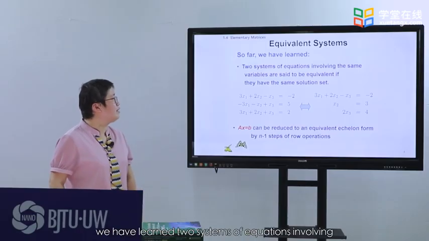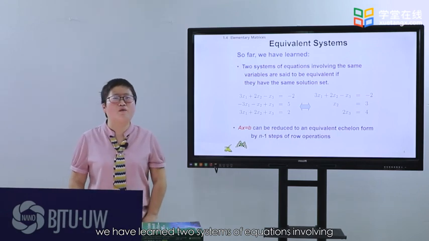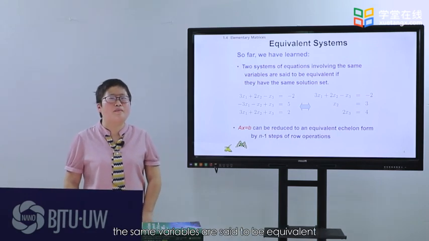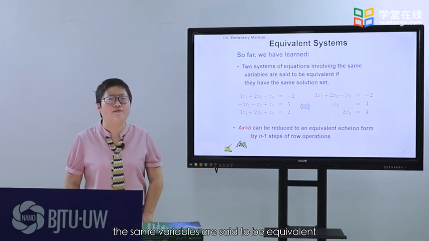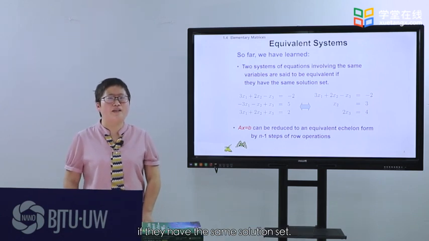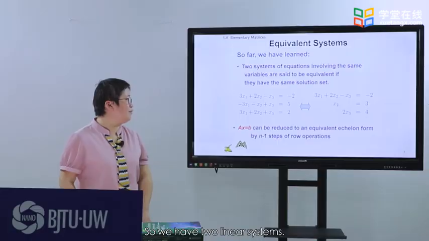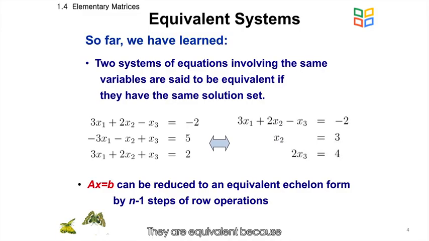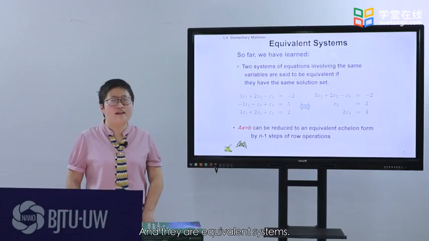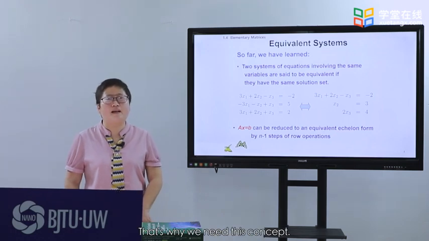So far, we have learned two systems of equations involving the same variables are said to be equivalent if they have the same solution set. So we have two linear systems. They are equivalent because they have the same solution set. So AX equals B can be reduced to an equivalent echelon form by n-1 steps of row operations, and they are equivalent systems. So that's why we need this concept.